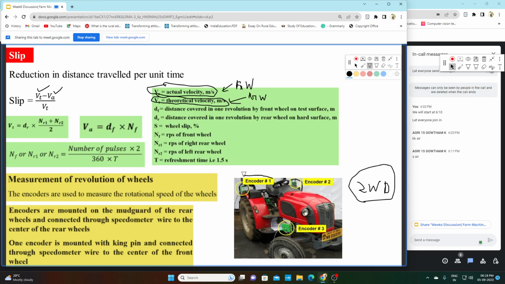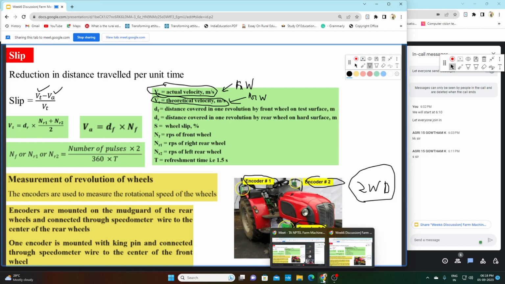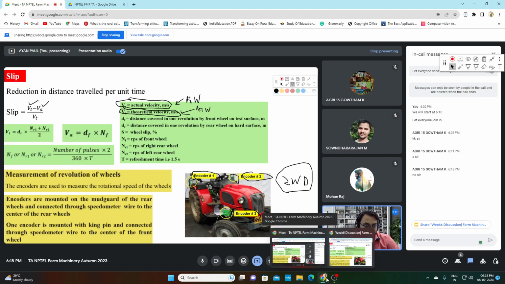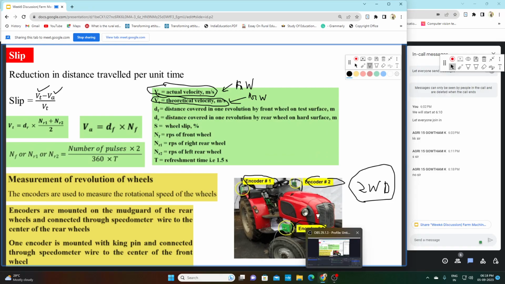That is why we are using two encoders for the rear wheels, and only one encoder for the front wheel. So up to this, is this clear to you? Any doubt? Okay, so no doubt.